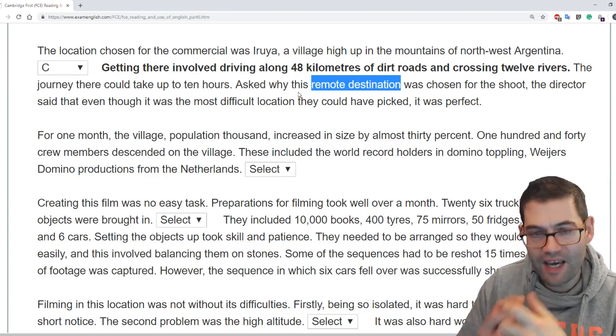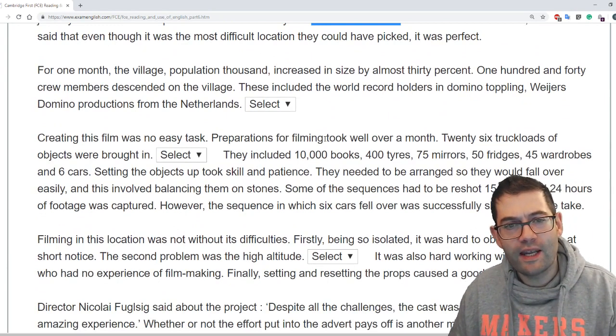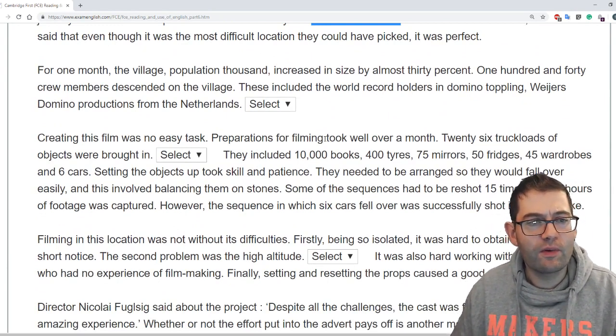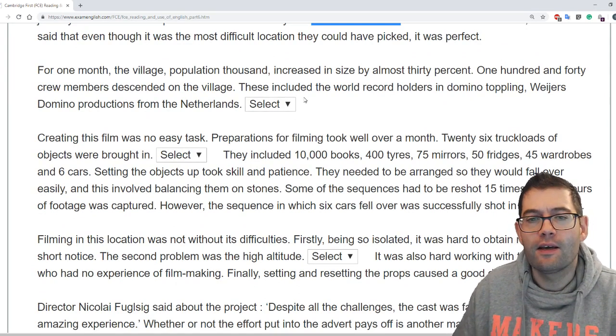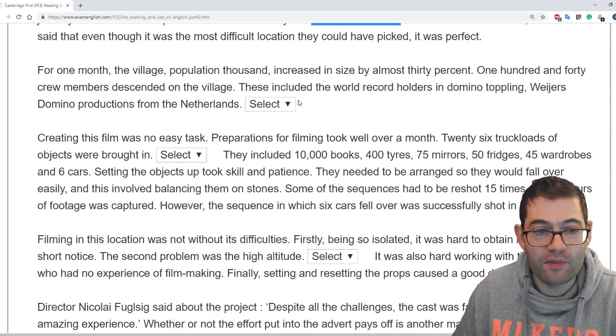So plenty of vocabulary and context links there. For the next, for question number 4, it says for 1 month the village population, 1,000 I think, increased in size by almost 30%. 140 crew members descended on the village.